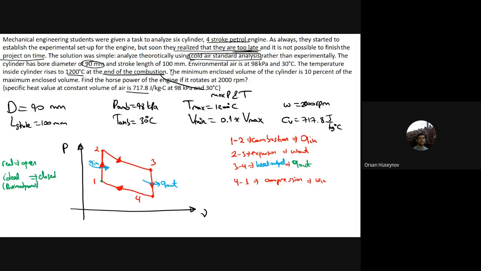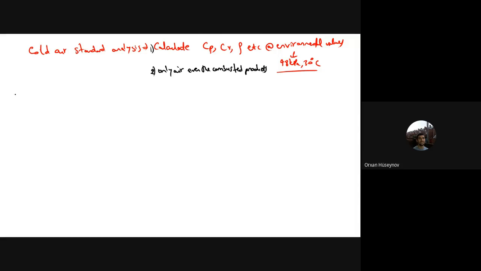And the first thing here is that we can start from 2, 3, and 1, 4. I should add one thing: the expansion and the compression processes for all the thermodynamic cycles are isentropic. Isentropic means that S2 is the same as S1.